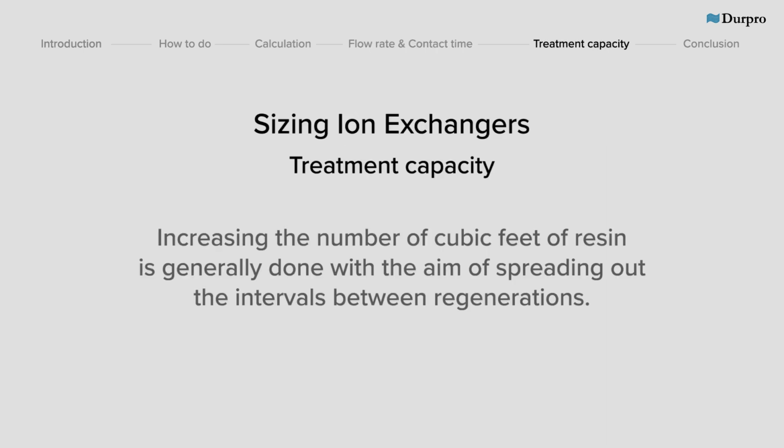It is important to note that increasing the number of cubic feet of resin is generally done with the aim of spreading out the intervals between regenerations. To revisit the previous example, an ion exchanger with 1 cubic foot of resin should be regenerated every 2,393.77 gallons of water treated. By increasing the number of cubic feet to 2, it should be regenerated every 4,787.2 gallons of water treated.